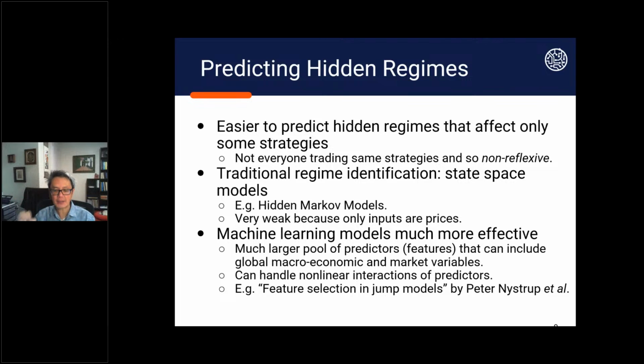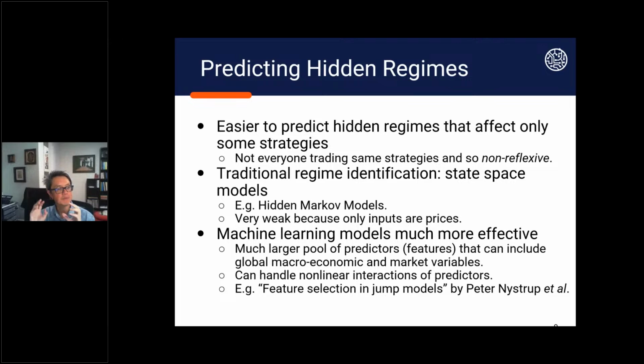And particularly hidden regimes, as I said, that only affect your strategy, not a broad hidden regime that affects everybody. Because those regimes, even though other people might be able to identify them, are of no use to them. So they cannot be arbitraged away. That's the same idea, the lack of arbitrage. And now, how do we identify these hidden regimes? Traditionally, whenever you mention hidden regimes, people think about hidden Markov models, state space models. But I have tried as hard as the next person to make hidden Markov models work. It doesn't work, because it is a very weak model.